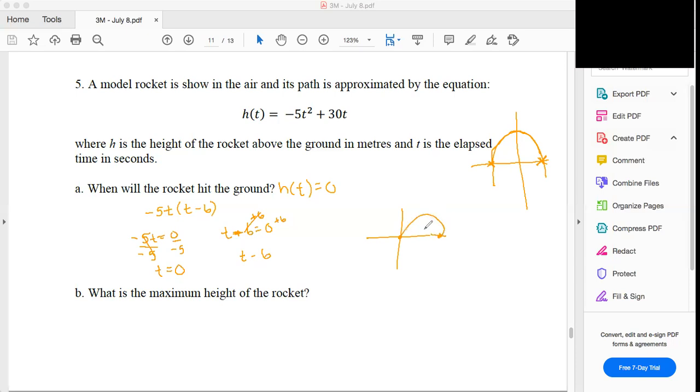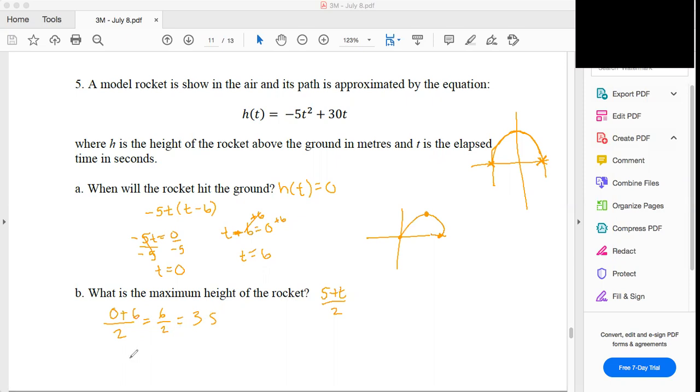So it has, that was an awful curve, but it has something of that type. The maximum height of that would be our vertex. So that's this point up here. So we saw that for that, we do s plus t divided by 2. So our s is 0, our t is 6, and then divide by 2. 0 plus 6 is 6, divide by 2 is 3 seconds.